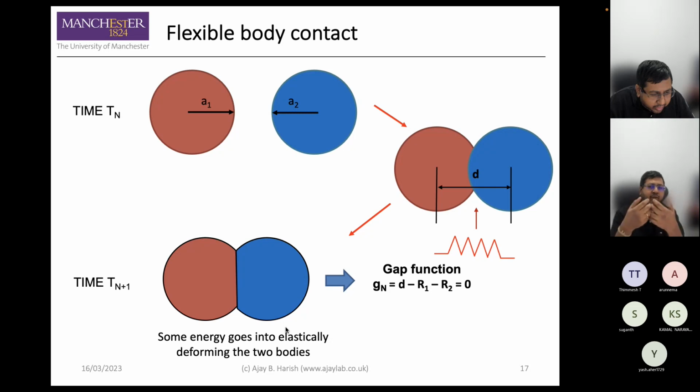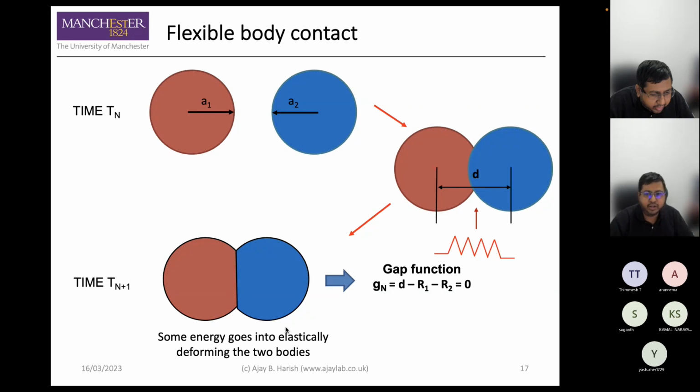But the problem comes in flexible body contact, because let's assume that they have some kinetic energy and they're moving towards each other. Once they come into contact, they're going to elastically deform as well, and there can also be plastic deformation. So some part of this kinetic energy also goes into deforming these two bodies, and we need to account for these deformations. If they're in rigid body contact, they're basically just crashing across each other, and there is not going to be any deformation between the two bodies. So that makes flexible body contact much more complicated and less robust when we are trying to solve it with numerical methods.